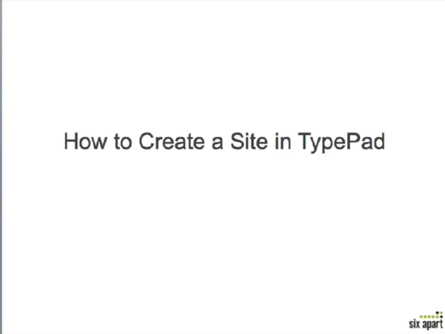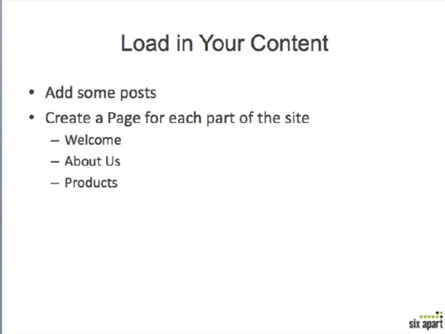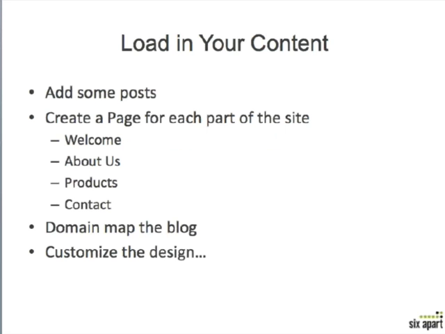So anyway, we're going to make an online tea shop in TypePad. What we did first was we added some posts about green tea that I found online. I created a page for each part of the site. So I had a welcome page, an About Us page, a products page, and a contact page. With a blog, you have posts, which are the diary part, the chronology part, the calendar part, and then you have pages, which are for the more website-y type content. So the contact page, the products, the buy page, that kind of stuff.